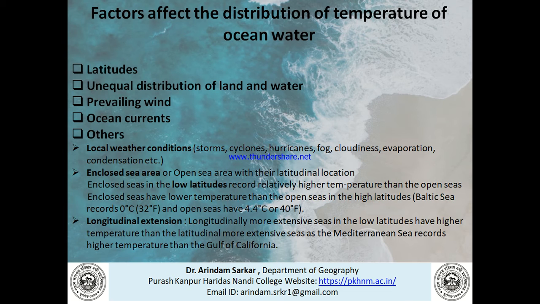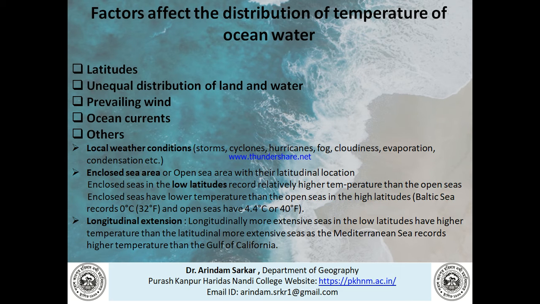Another one is the enclosed sea area, that is, open sea area with their longitudinal location. And the last one is the longitudinal extension. Longitudinally more extensive seas in the low latitude have higher temperature than the longitudinally more extensive sea like the Mediterranean Sea, which records a higher temperature than the Gulf of California.